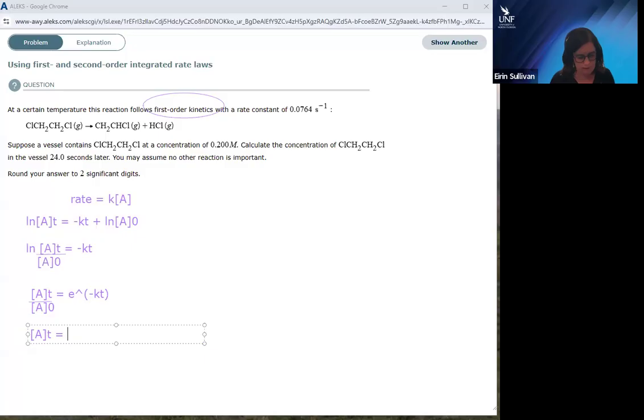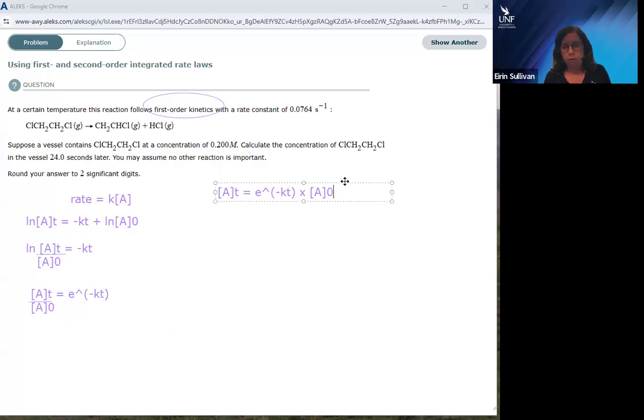You could also just plug and chug, but then you're going to end up with your answer as the natural log of the answer. So you have to just remember to take the exponential of that to un-ln it, if you like, whatever you prefer. So we should be able to plug into this equation and solve for our concentration at time t, which is 24 seconds later. So let's do it.